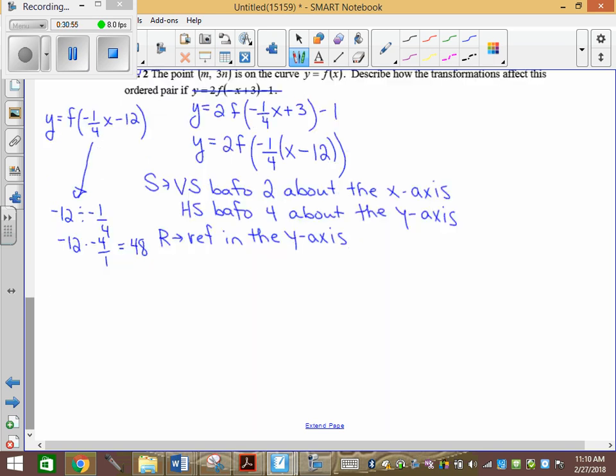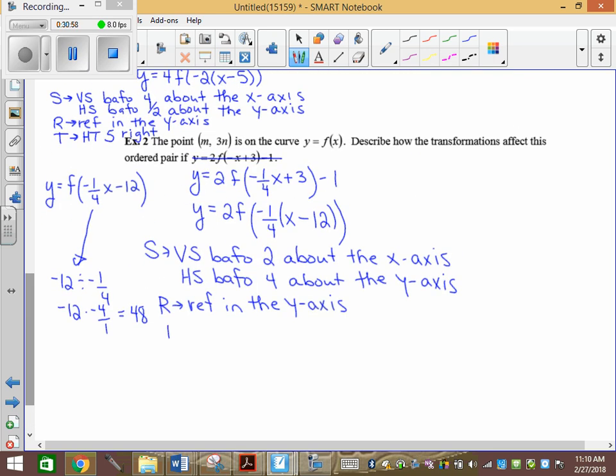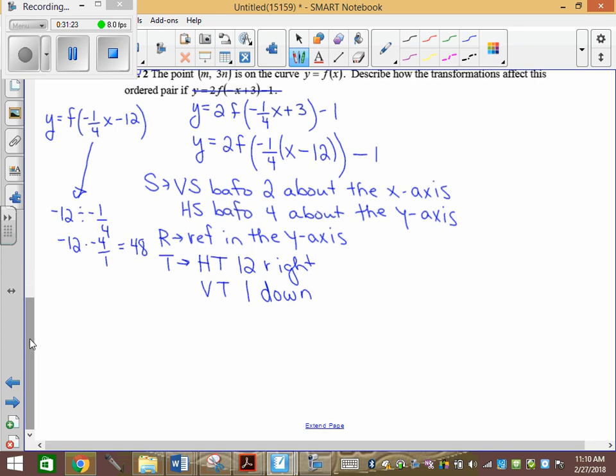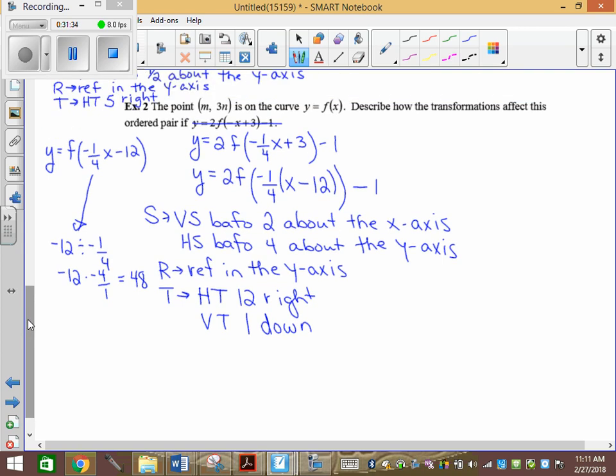Any translations? What kind of translation? Oh, good one. I forgot about that. Horizontal translation, 12, right? And if you just put 12 right and 1 down, you're not getting it. You're not. All right. Keep that in mind. I don't want to ever say any of those things because you need to. It's not just 12 right. It's a horizontal translation, 12 right.